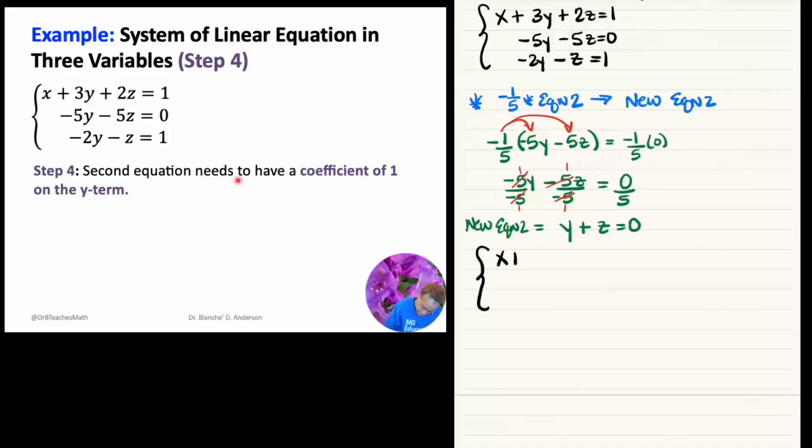So now we have x plus 3y plus 2z equals 1. We now have y plus z equals 0. And then we have minus 2y minus z equals 1.